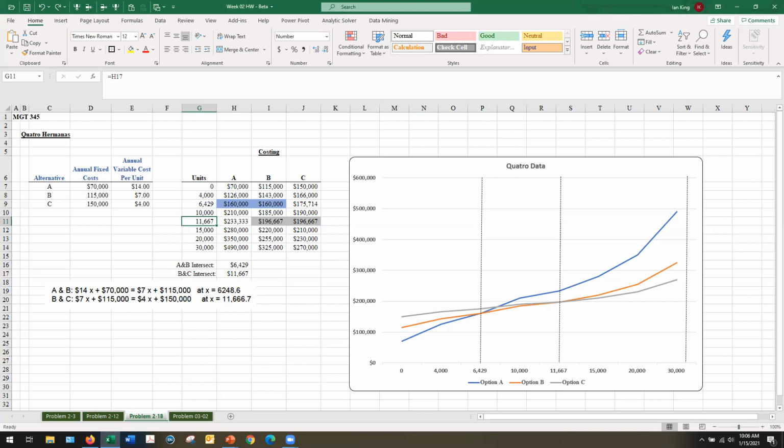So here's a graph: option A, option B, option C. And what you should see, if I did my graph well, is you have A down here at lowest cost up until you get to a certain point where, oh, A starts going up.